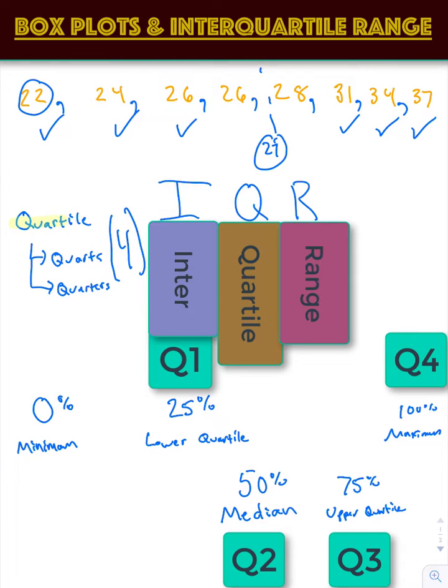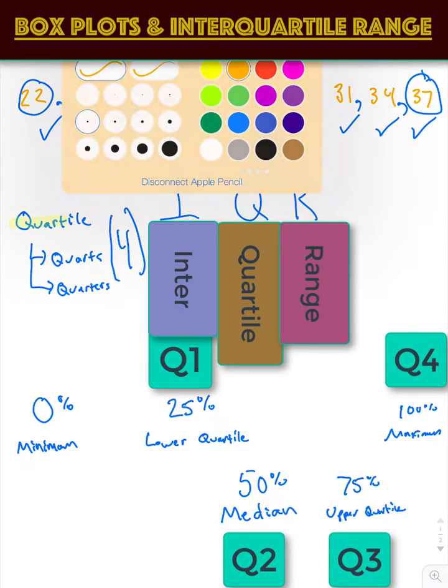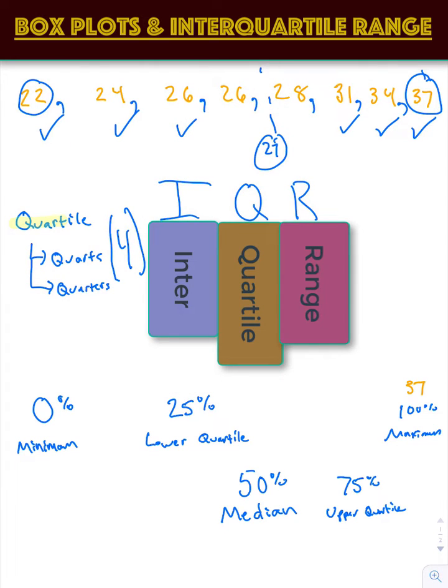And so those are the 4 quartiles that we have. Quartile 1 is the lower quartile. Quartile 2 is the median. Quartile 3 is the upper quartile. And quartile 4 is our maximum. So right now we know that our maximum is 37, our minimum is 22, our median is 27. What I told you earlier is you maybe don't know that you know how to do this, but you do know how to do it. We need to find our lower quartile and our upper quartile.